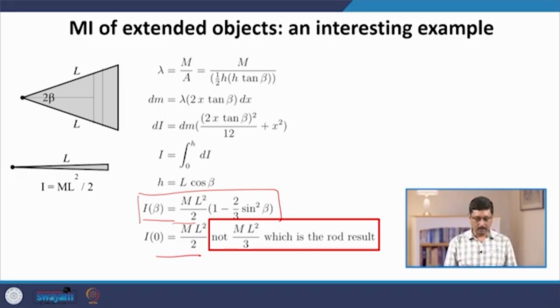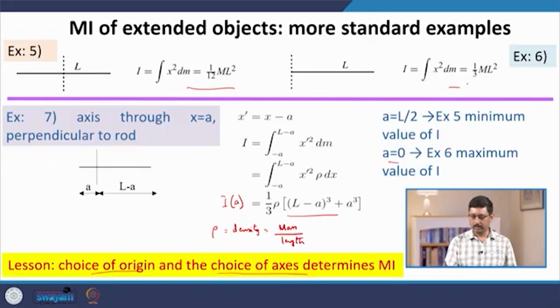What I want to point out is that naively we may think that if we put beta equal to 0, that means if we reduce this angle and make it almost approach 0, then geometrically this object is going to be like a rod. If we close this angle, it is going to be a rod. But if we plug in beta equal to 0, we get the moment of inertia of this triangle to be ml square by 2.